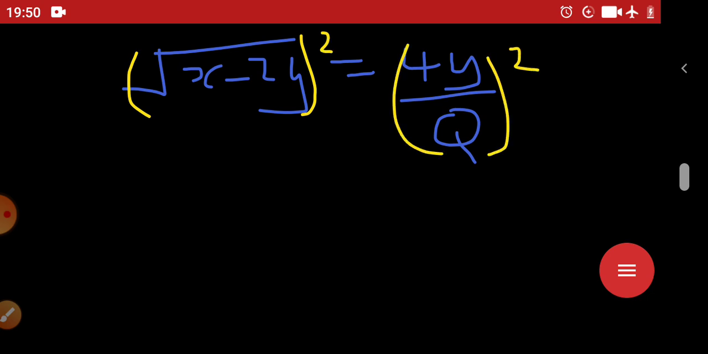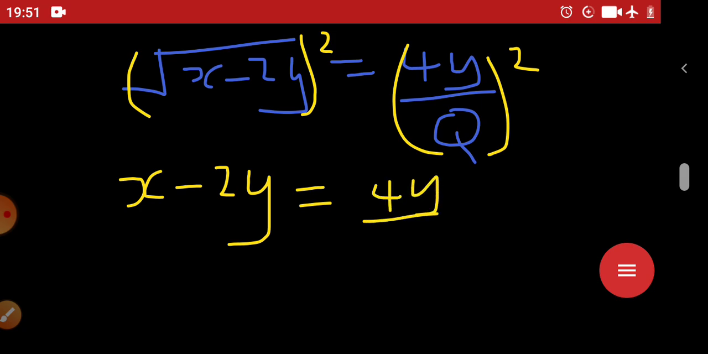I think you see how I write a bracket and then I square. This means that we square the whole thing here. So if I square, the left hand side will be what is inside the square root, which is x minus 2y. This side will have 4y, all 4y divided by q all squared.